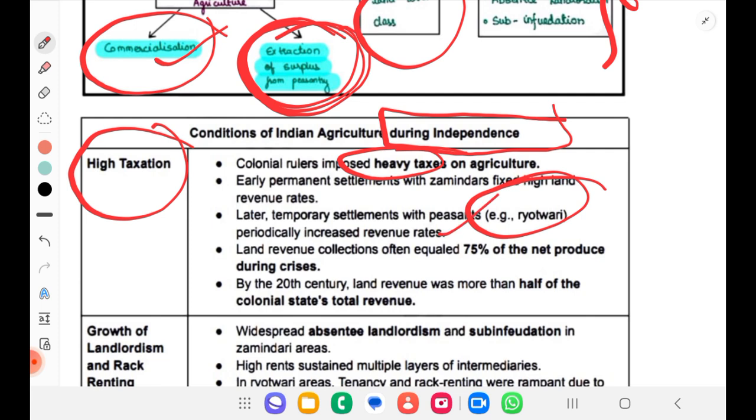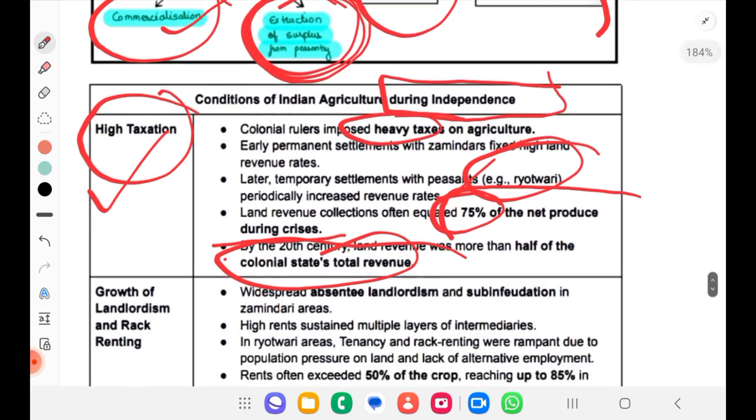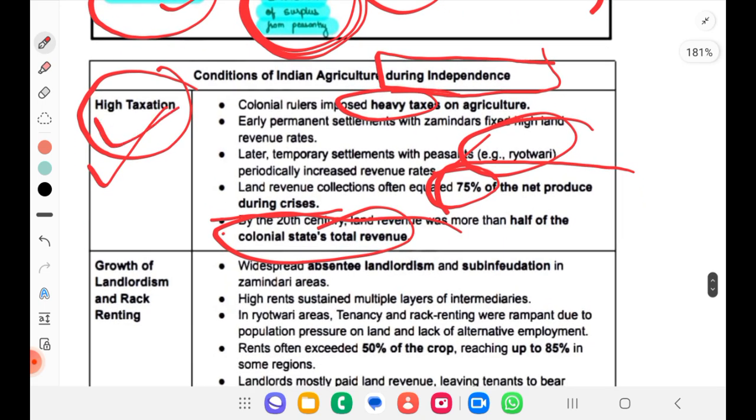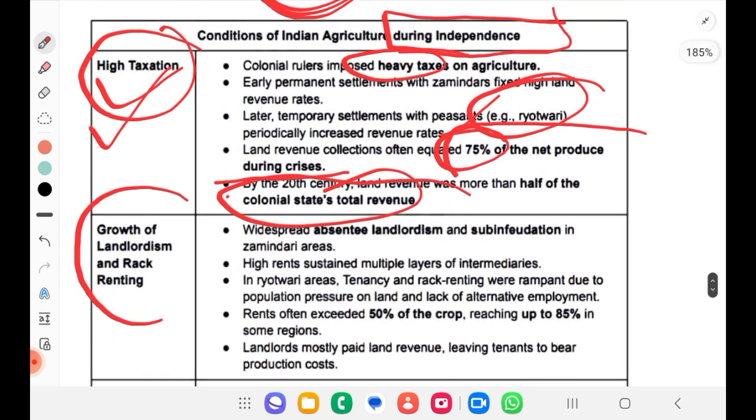Land revenue collection often equaled 75% of the net produce during crisis. So 75% also they used to extract. By the 20th century, land revenue was more than half of the colonial state's total revenue. So high taxation was there because of different systems, zamindari and raitwari. Mostly 75% of the produce was taken during crisis. So this is a key term, high taxation, growth of landlordism and rack renting.